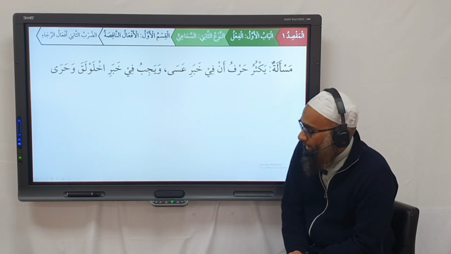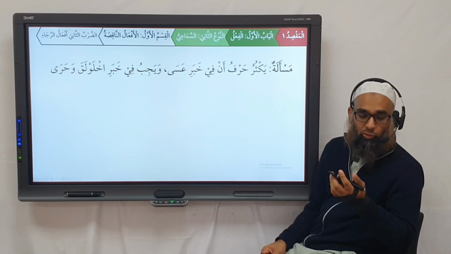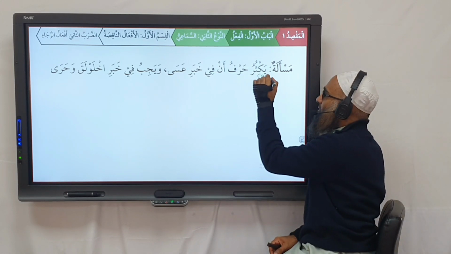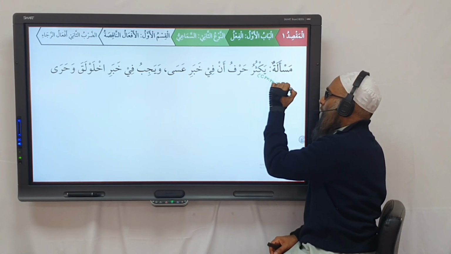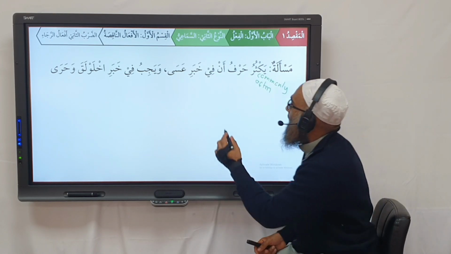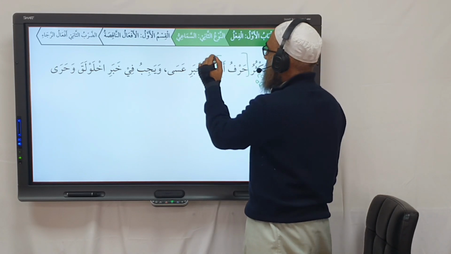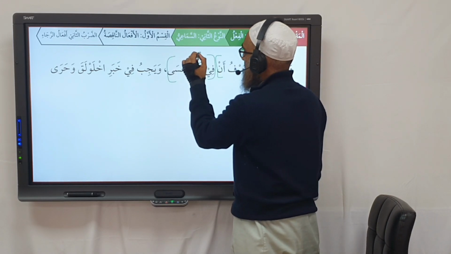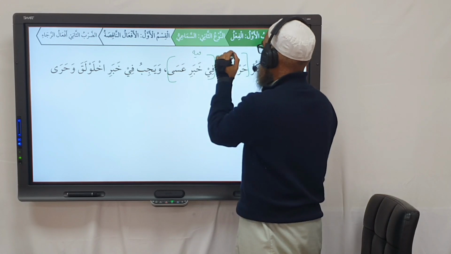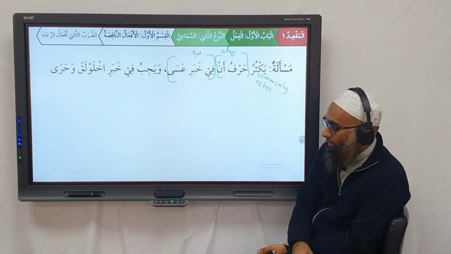So the first mas'ala. Yakthuru, meaning common. Kathir, to be often, to be a lot. So commonly, often. Harfu an. So the harf an as a fa'il. And this is the maf'ulun fihi of this yakthuru. This is the fa'il. So the particle an is very common in asa.